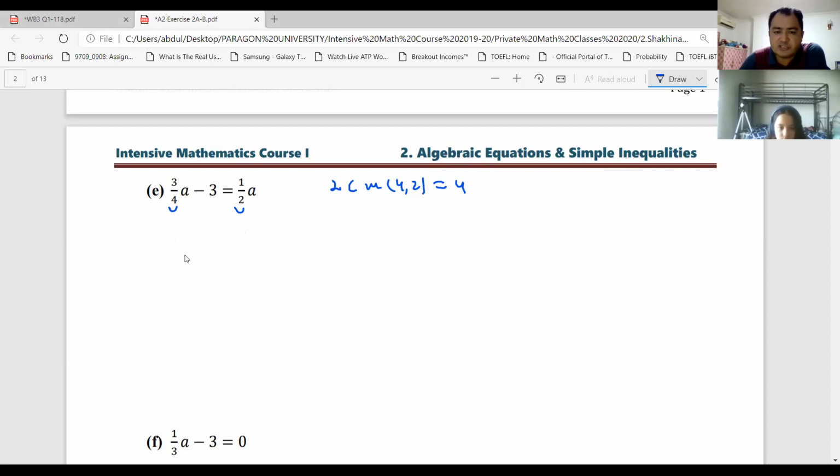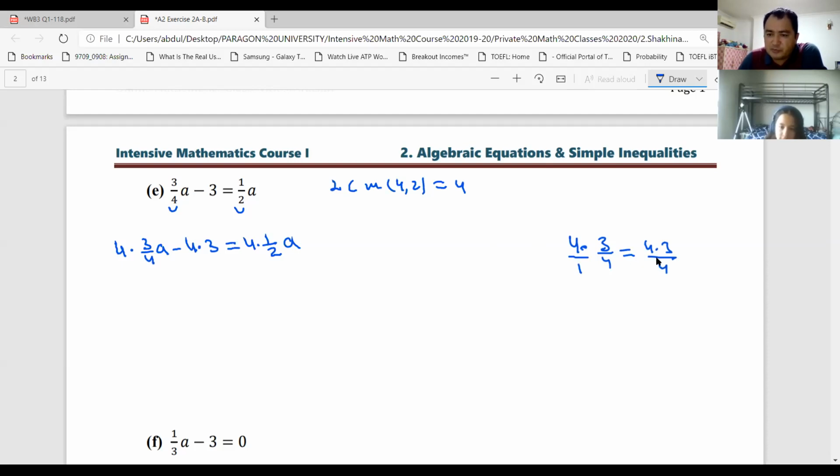And when I say multiply by 4, Shahina, multiply like this. 4 times, multiply each term by this. 4 times 3 over 4a minus 4 times 3 equals 4 times 1 over 2a. Then simplify. What is 4 times 3 over 4? Look here. You should do this mentally.